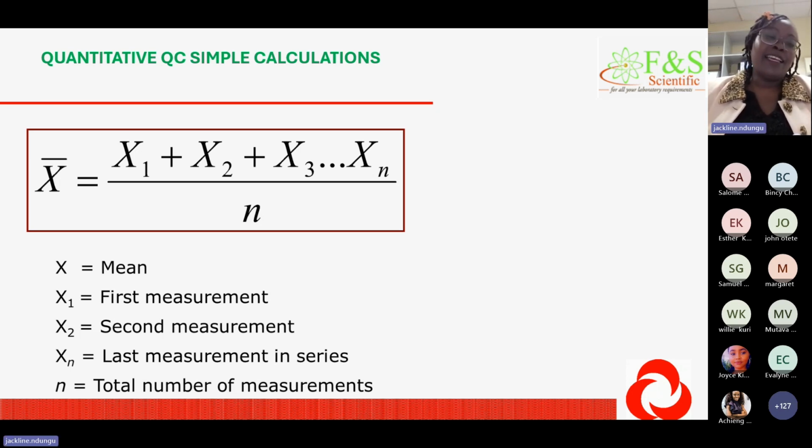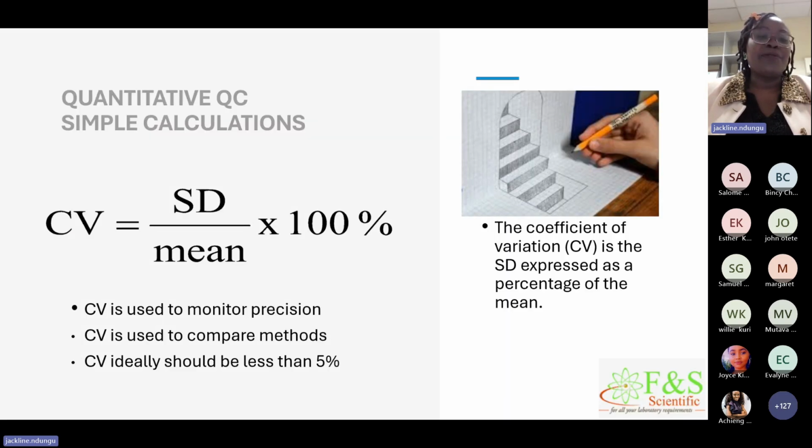Then you divide. Get the total of this, then divide by that, you'll get your mean. Basically, that's how you do it, and it's as simple as that. When you're looking at your data, now you have done your QC, you want to see what is your CV. Now we have come to precision, my friends.